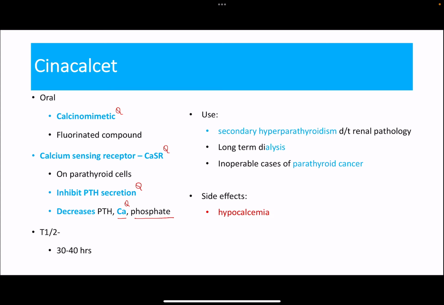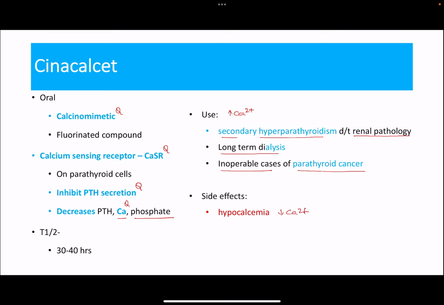Since it reduces the calcium, it can be used in conditions where there is an increase in calcium. Examples are secondary hyperparathyroidism due to renal disease or renal pathology, where there will be increased calcium, and also in patients who are on long-term dialysis, and in inoperable cases of parathyroid carcinoma, you can go with Cinacalcet. The only drawback of Cinacalcet is that it can cause tetany-like symptoms due to hypocalcemia.